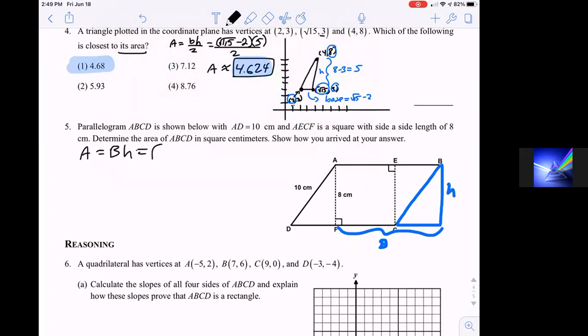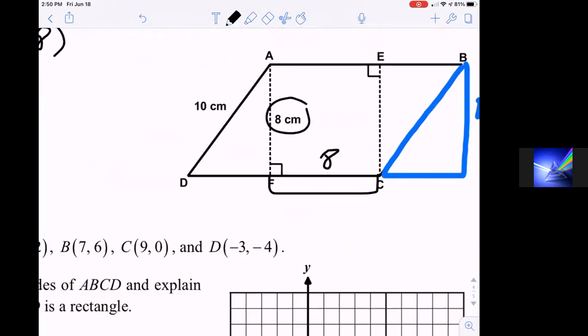The base is going to be 8 right here plus the base of that triangle. So we need to find the base of that triangle. We'll do that in just a second. But it's going to be that base times that height of 8 centimeters. Okay, so let's find the base. Let's work on the base of that triangle because we need to get that base there.